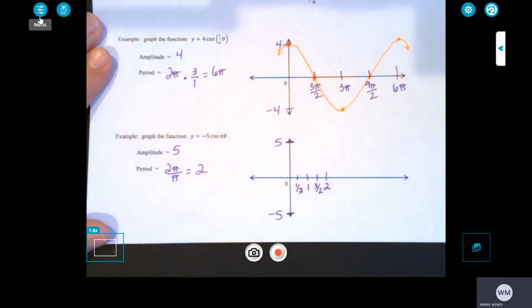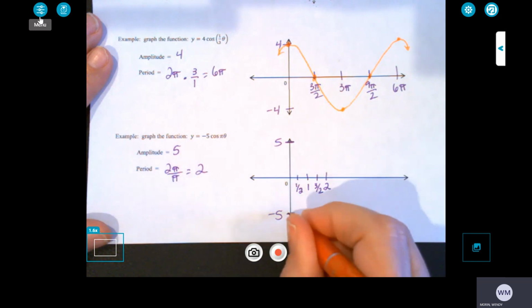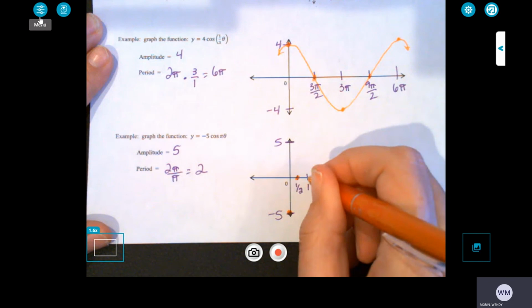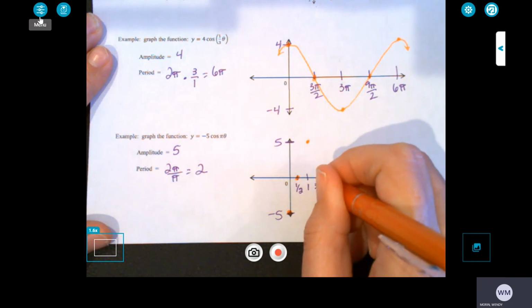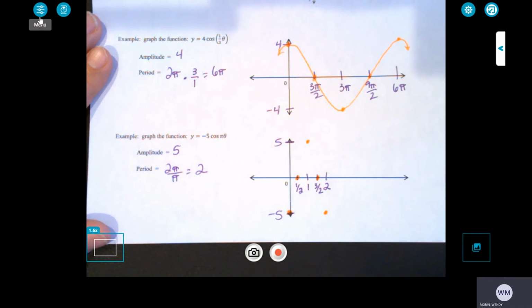You're going all the way up to 5. Down to negative 5. And again, this is a negative cosine graph. So where do you think that starts? That's going to be below. Then you're going to be midline. Then you're going to be above, below, and you're going to stop where you started.